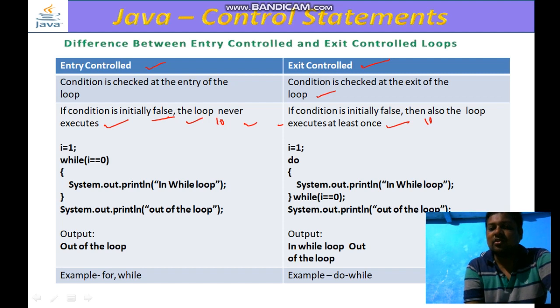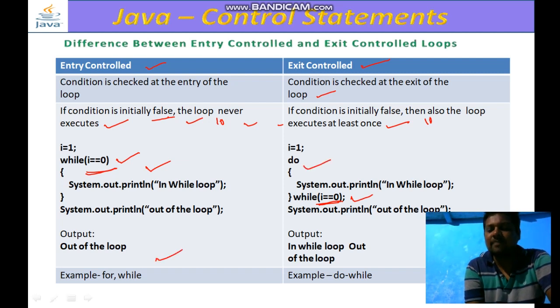Now here is the example. Here we have a condition at the entry point, and here you can see we have a condition at the end of the loop. Here is the starting point of the loop and here is the ending point. For example, the entry control loop is while, and the example for exit control loop is do while. You can take the for loop also as entry control.